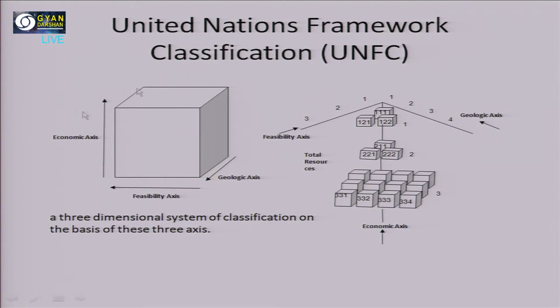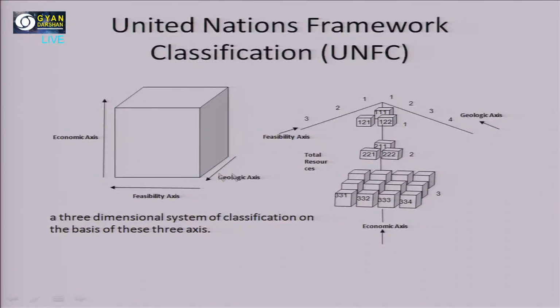Now, the second axis is the feasibility axis. It is also given codes 3, 2, 1 on similar grounds. And then the third axis is the geological axis. It has 4 codes: 1, 2, 3, and 4. One is related to detailed exploration already done. Second is related to relatively less explored parts, and the third is in the form of prospecting resources, and the fourth is those resources in which just a reconnaissance survey has been done and a lot more needs to be done.